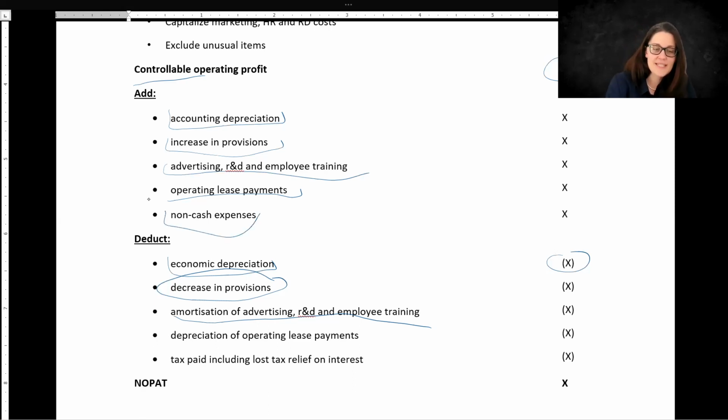And we will need to add back non-cash expenses, again, because we care about cash, because cash is required to pay dividends and finance investments.